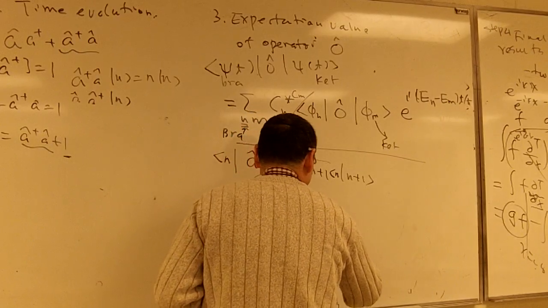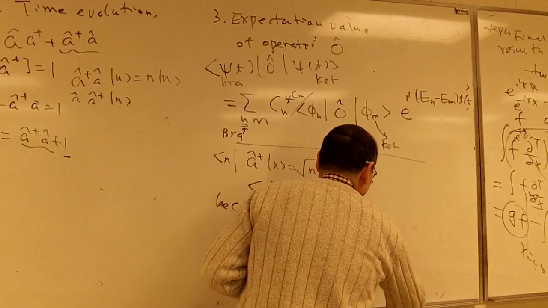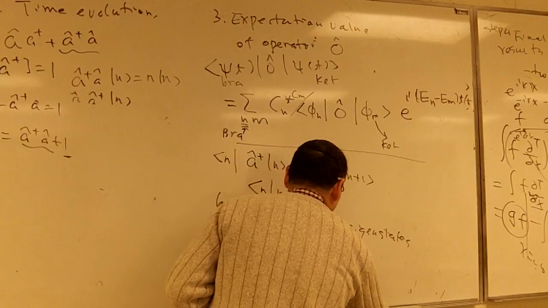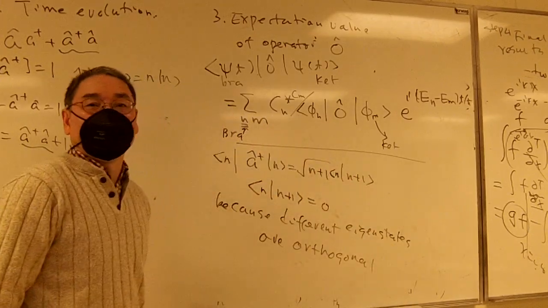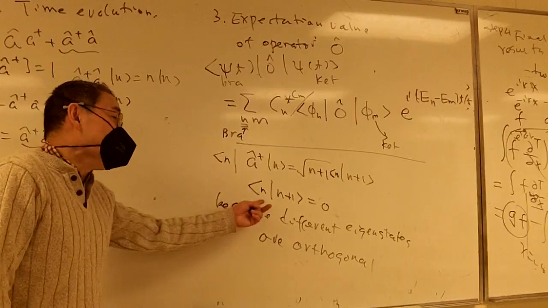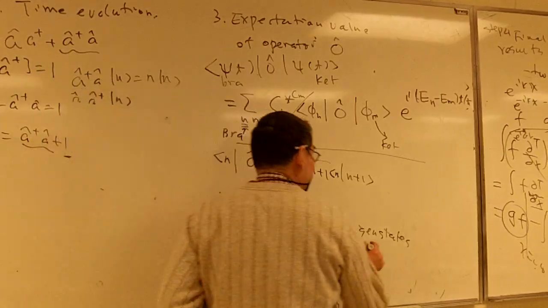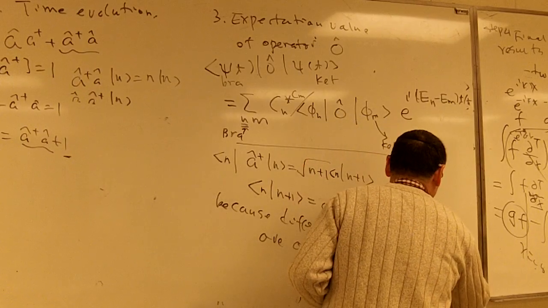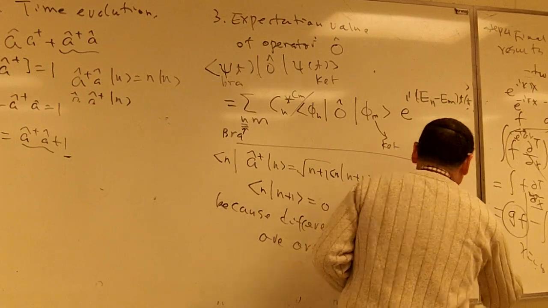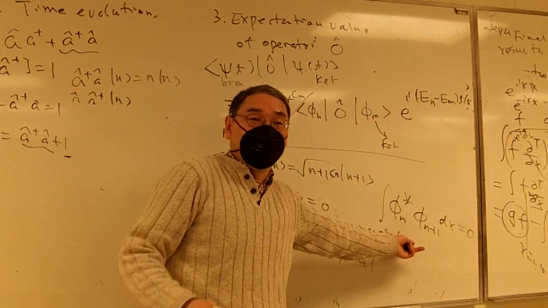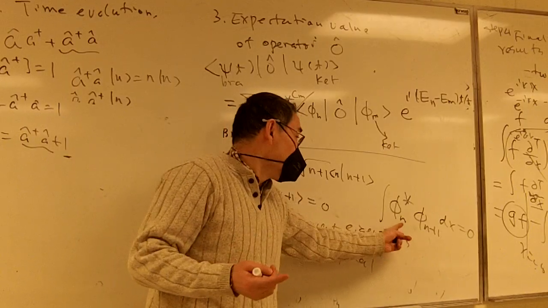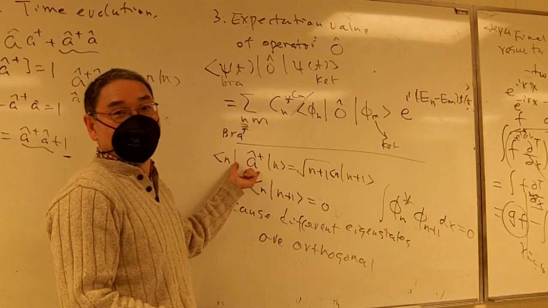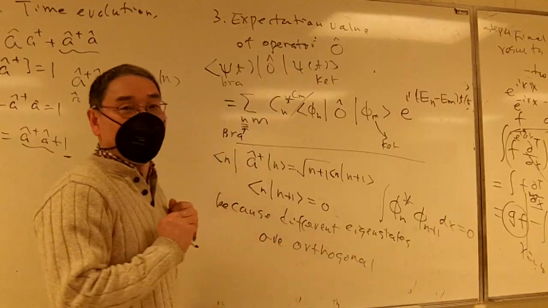In other words, this is equal to 0 because different eigenstates are orthogonal to each other. If you don't like this expression, this is what this expression is doing. That's just a diagonal term. Off-diagonal term is 0. That's why. So whenever you have the diagonal terms here, it will be 0, because of the orthogonality between the eigenstates.